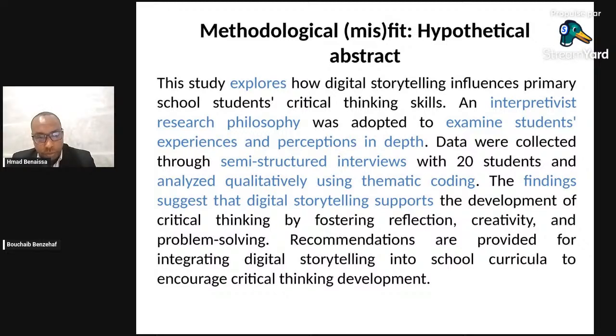So this abstract highlights an exploratory nature of the study. The philosophy is interpretivism, which emphasizes understanding students' experiences and perceptions. So again, instead of stating significantly enhances, a claim typically associated with the quantitative approach, the conclusion reflects qualitative insights about fostering critical thinking. By making these adjustments, the research philosophy, methods, and conclusions are now consistent and well aligned.